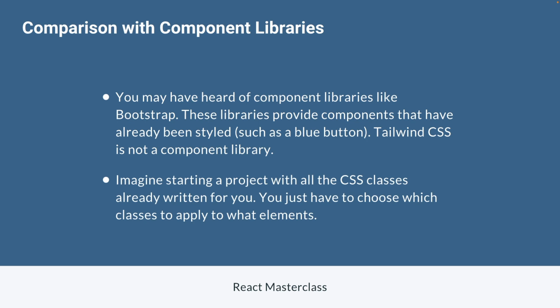So I want to draw the distinction between Tailwind versus a component library. You may have heard of component libraries like Bootstrap before. Bootstrap is probably the most famous one. And these libraries provide pre-styled components that have already been kind of designed, right? So for example, Bootstrap will give you a blue button with a white font, and it has a certain width and a certain padding. It has the styles already applied to it.